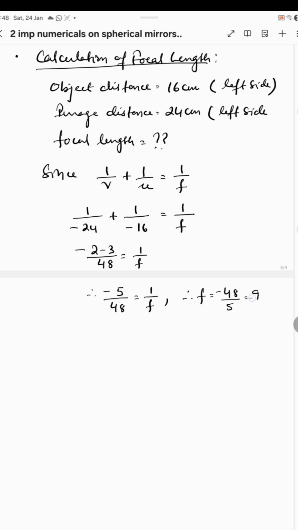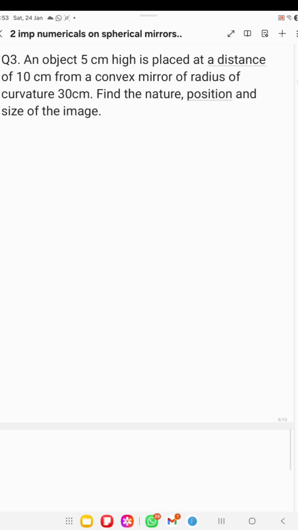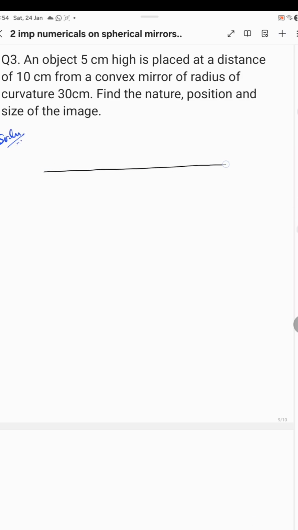Now let's take a look at the last question. It says an object 5 centimeter high is placed at a distance of 10 centimeter from a convex mirror of radius of curvature 30 centimeter. Find the nature, position and size of the image formed.